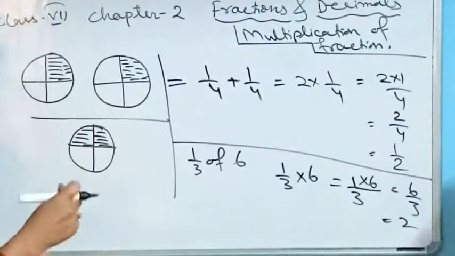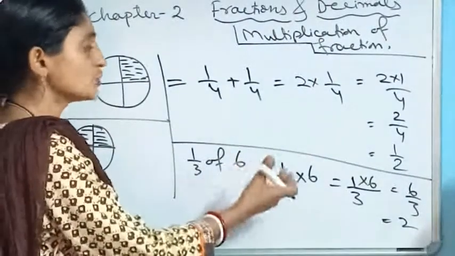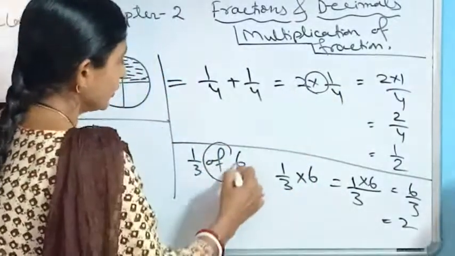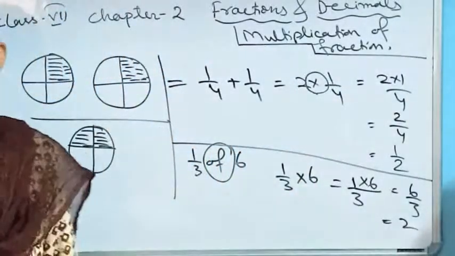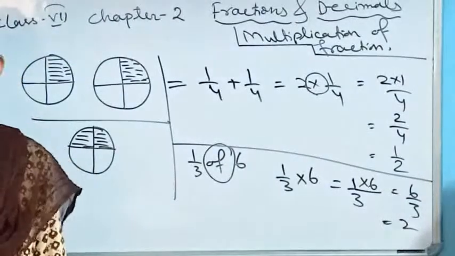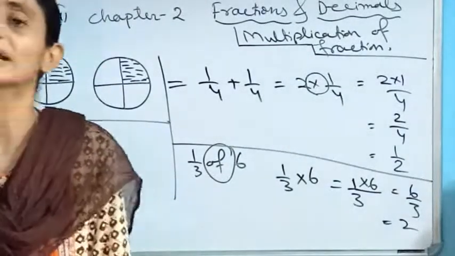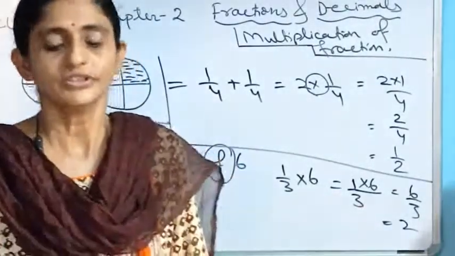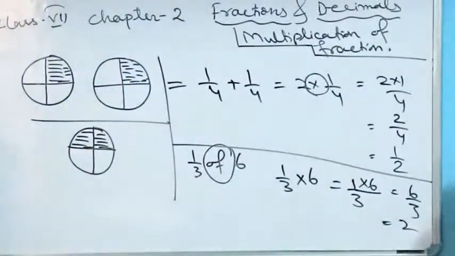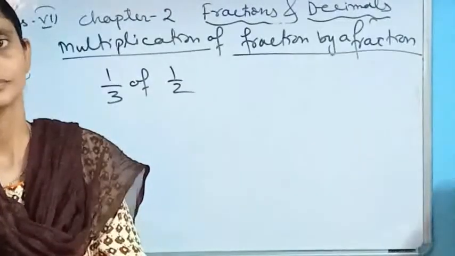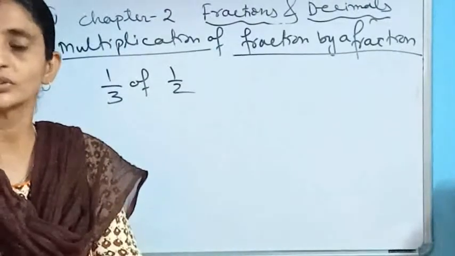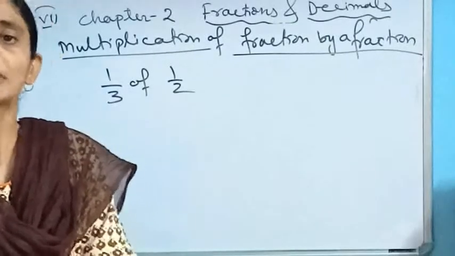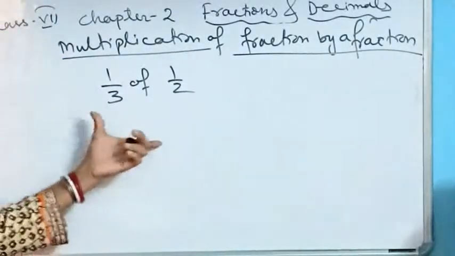In this way you can say that multiplication and 'of' both have the same function. So 'of' can be presented by multiplication. Okay, now come to the next part of this chapter. Already we have discussed the function of 'of', and it presents the operation of multiplication. So let's come to this example.